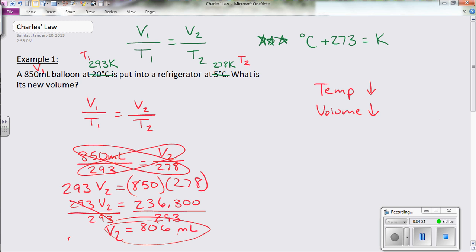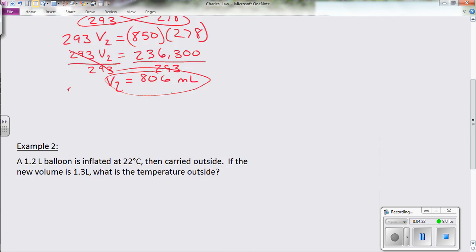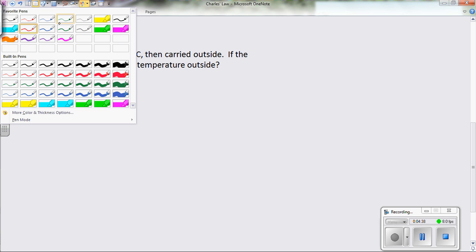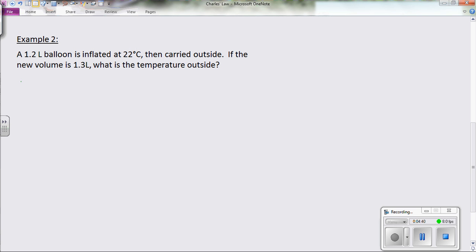Quick check of our work. We said in our prediction that the volume should go down. It started at 850, it ended at 806. We were correct, so that's a good way to check our math. All right, let's move on to example 2. Go ahead and take this time to pause, try the math yourself, and then go ahead and press play and see if we get the same answer.